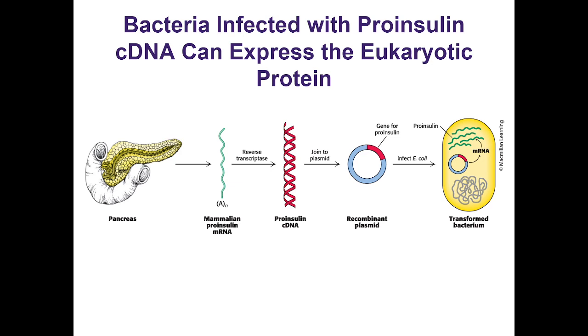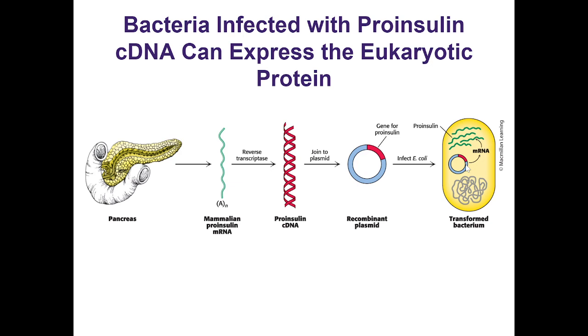But what we're going to do here is make a cDNA. So we're going to put this proinsulin mRNA from a mammal with reverse transcriptase. Same process as we looked at in that previous diagram. We'll get the proinsulin cDNA. We're then going to join that to a plasmid. This is the recombinant plasmid then. Again, see here the gene for the proinsulin. And then we're going to infect E. coli with this gene on a plasmid again.